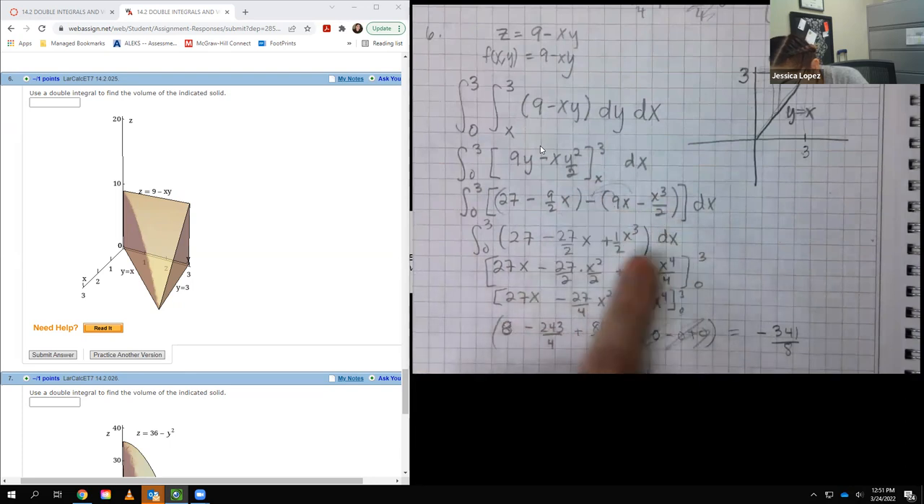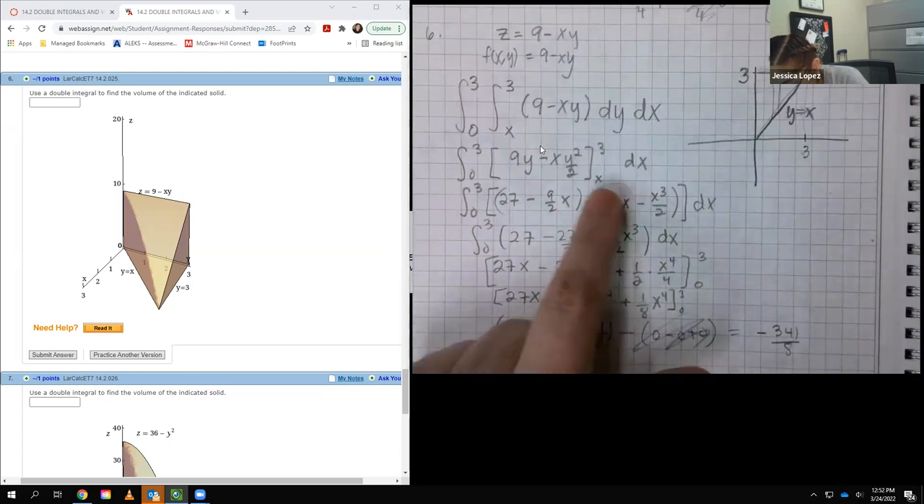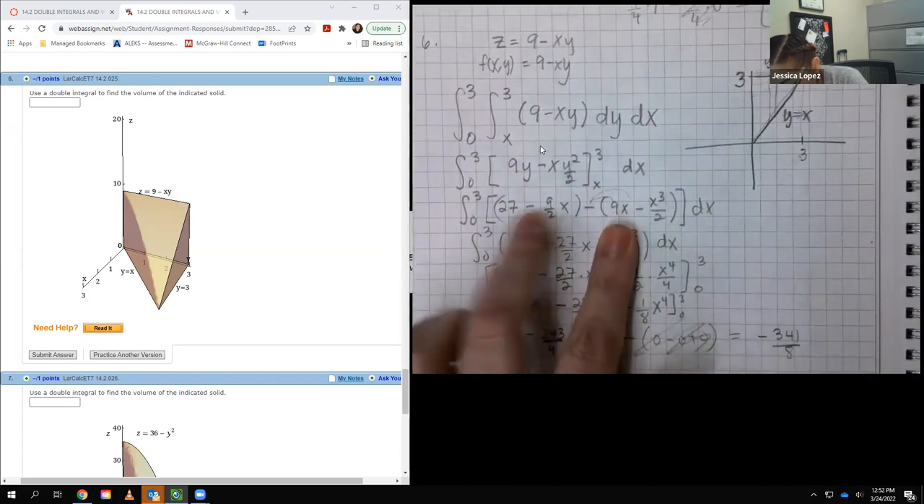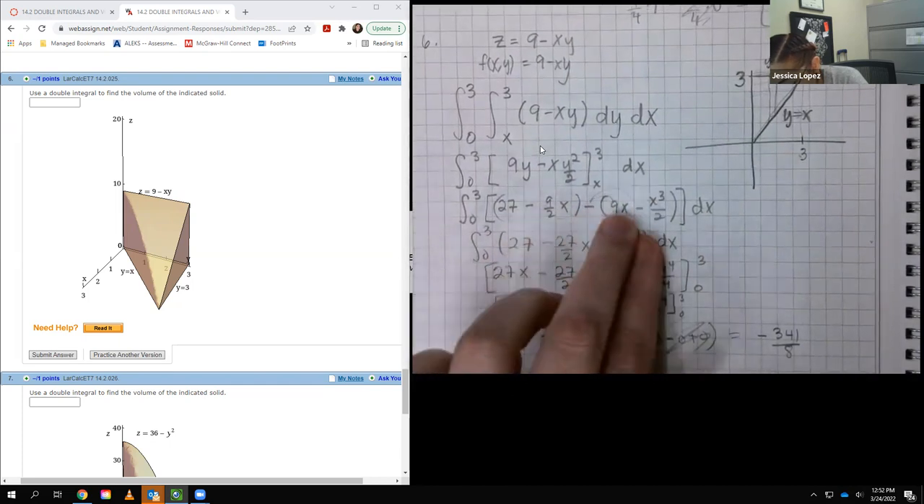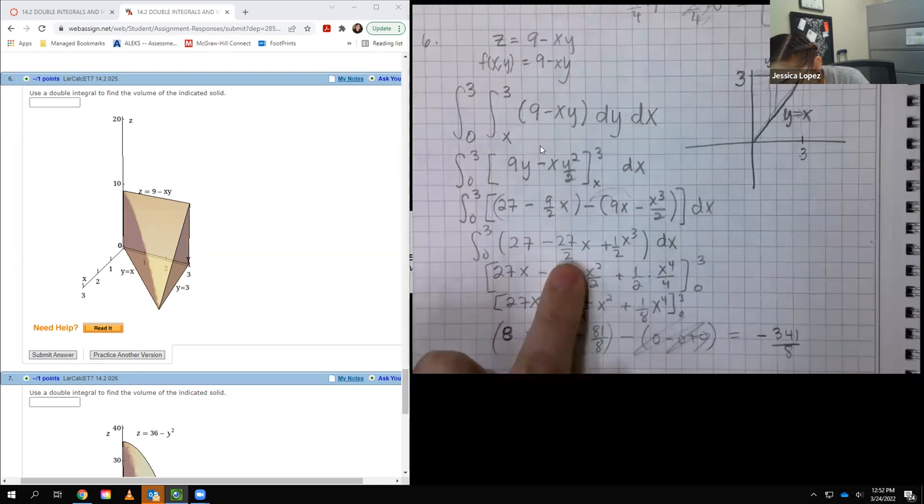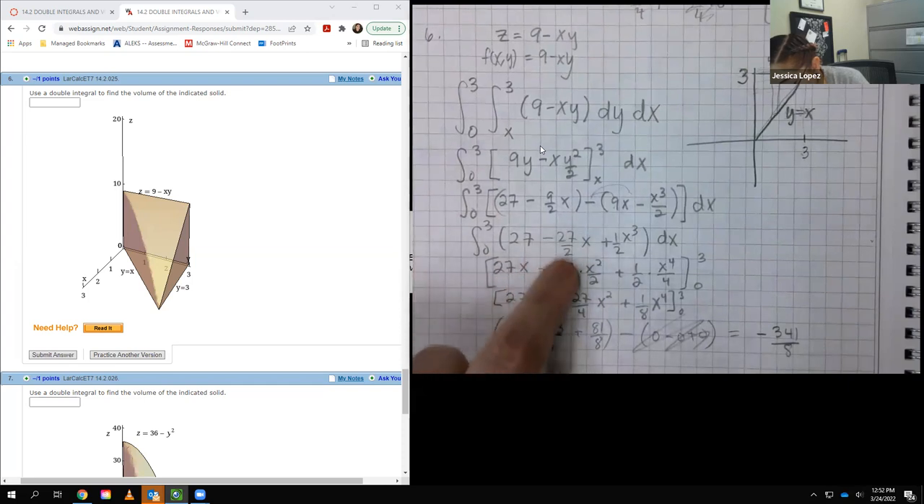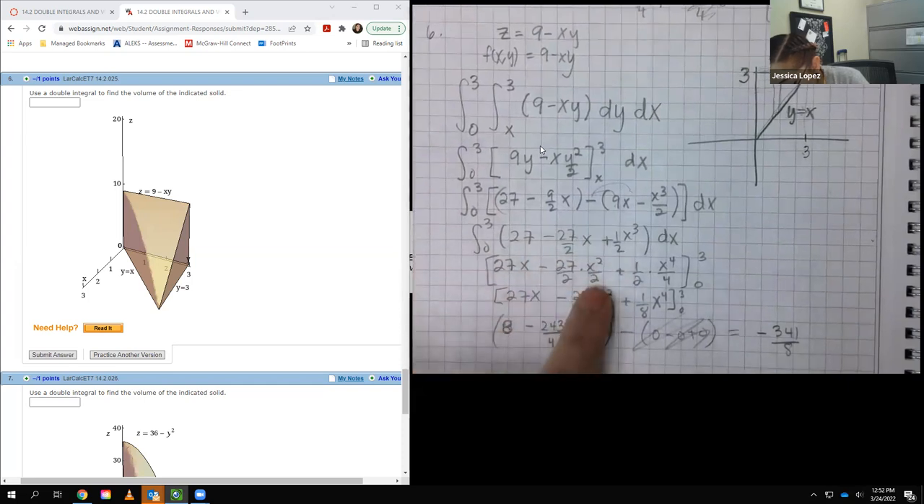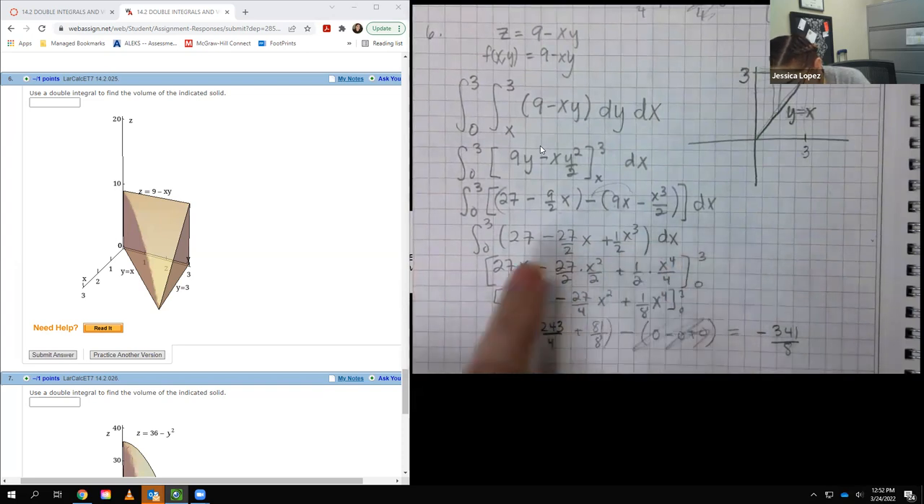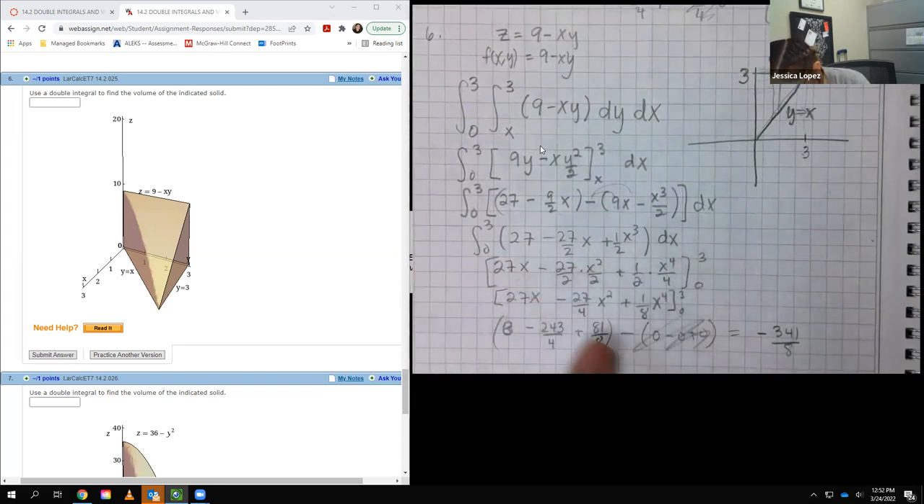So we did the double thing. We got this. Oh, I got, no. I did negative 9 halves x minus 9x. And I got this. And then my 27. So 27x, negative 27 over 2 times x squared over 2, and then x to the fourth over 4. And what did I do? I cleaned it up. Yep, I cleaned it up.